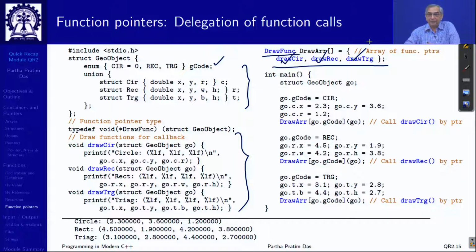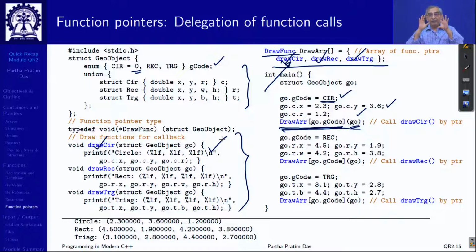Now, see the beauty. If I set a circle by giving a G code and giving its values, and I call this, what is G code? G code is CIR. What is CIR? CIR is 0. What is draw ARR 0? Is this function, which is a circle function. So, when I do this call, this entire thing is actually the draw circle function, and I pass the geostructure to it. So, this gets called.